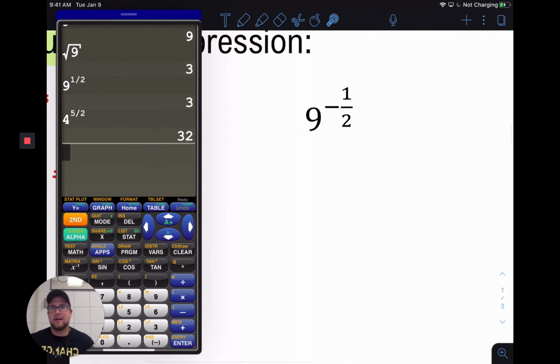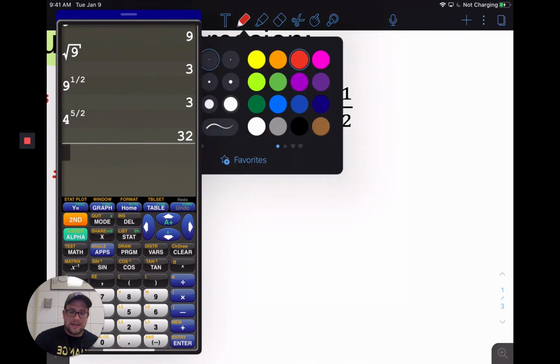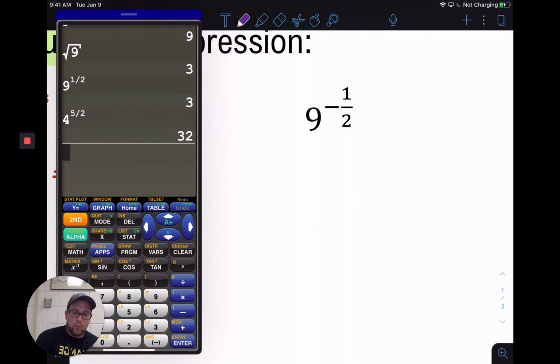Now we're going to look at it on our calculator in a minute and make sure that we got the right answer. But before we do that, we're going to actually sit there and try to evaluate this by hand. Now, one thing you might notice right off the bat is this negative exponent. Remember, we've talked about this previously.